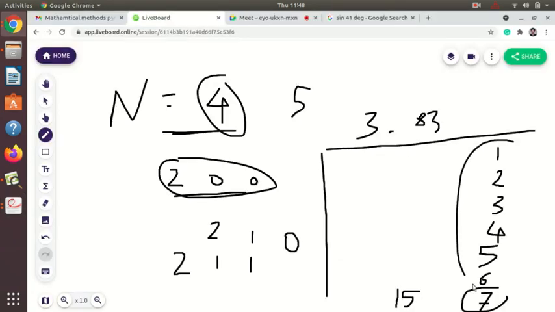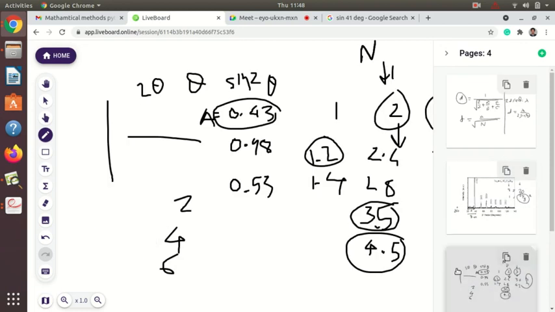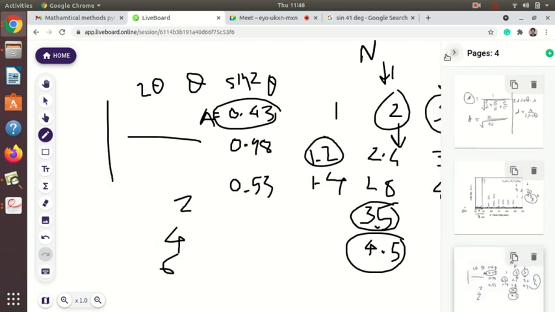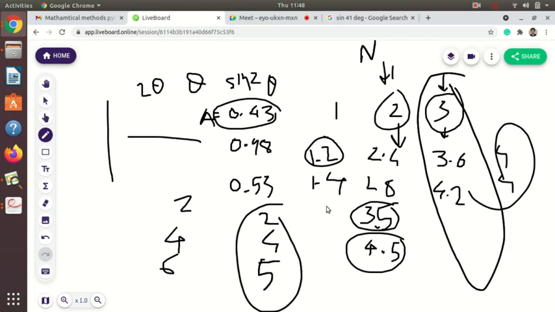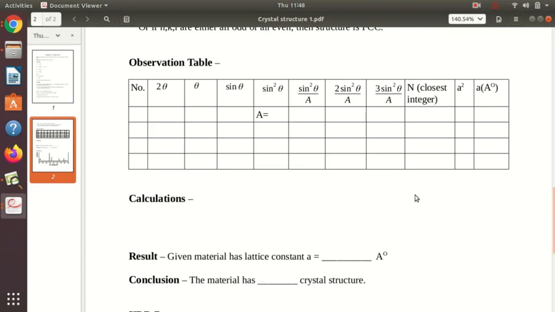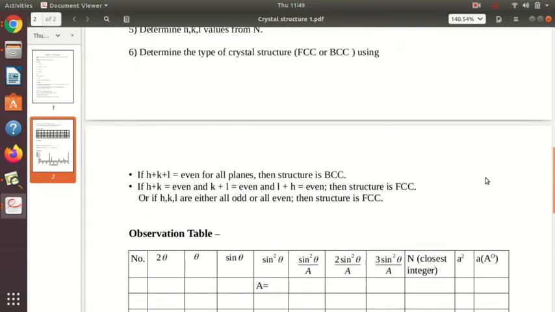For these cases I got some HKL values, in some tabular form here. Suppose it is an FCC structure and I get some values, let's say 2, 4, 5, and 8. From these values, we have to determine whether the structure is BCC or FCC. How will we do that? In the procedure we have given.